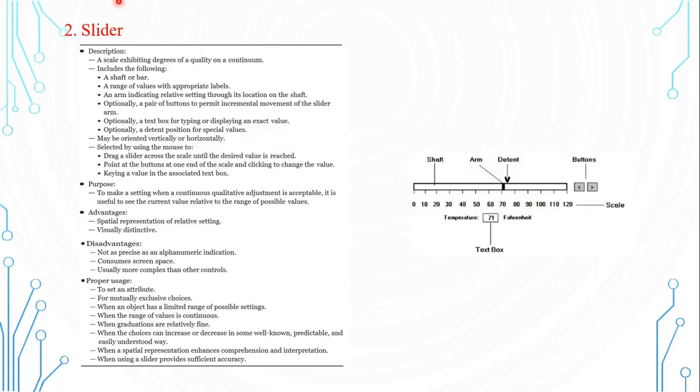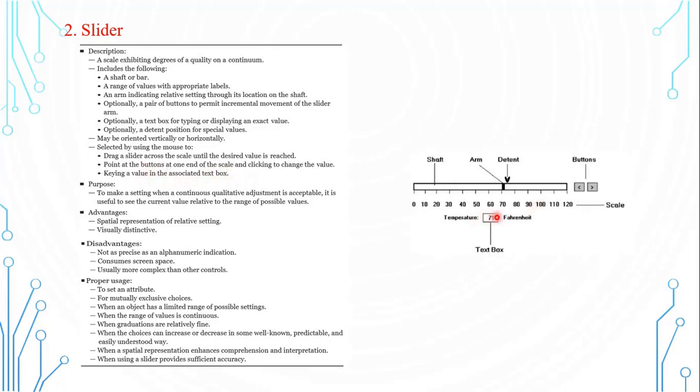And next, the slider may be oriented vertically or horizontally. You can provide the slider in a horizontal manner or in a vertical manner. And next, how are you going to select this slider? You can select the slider by using the mouse. Okay, you can drag the slider across the scale until the desired value is reached, and also click the buttons at one end of the scale to change the values. And keying a value in an associated text box is also allowed.